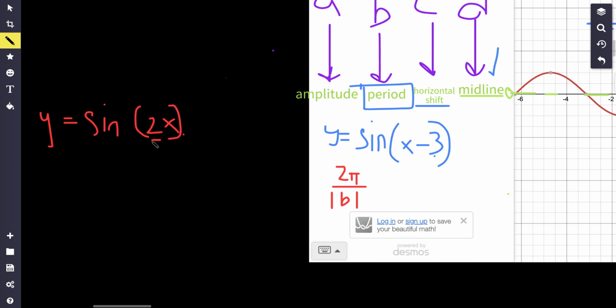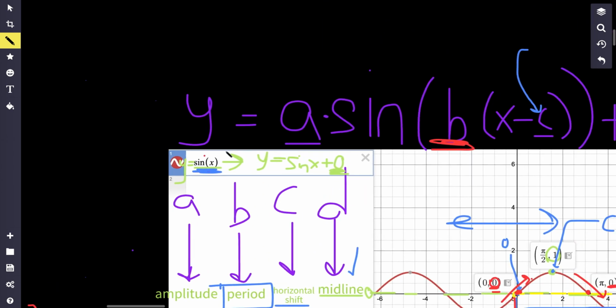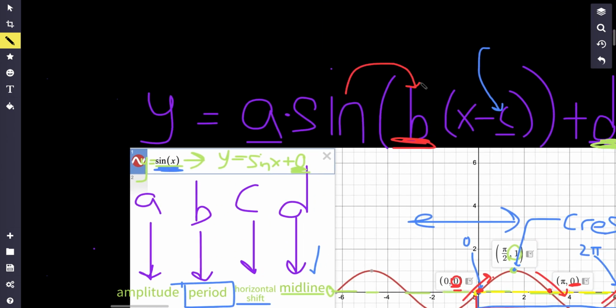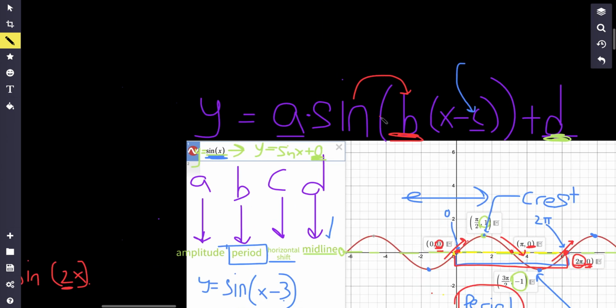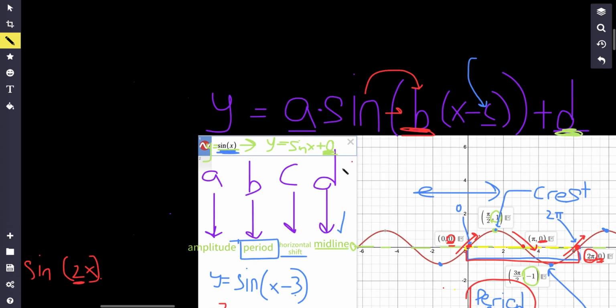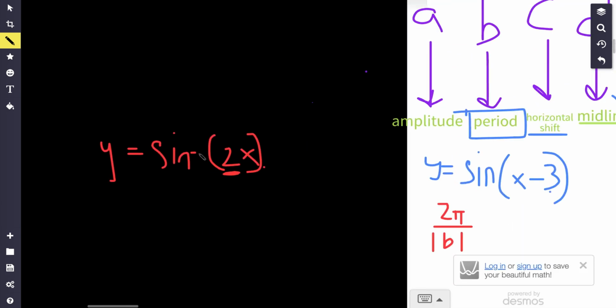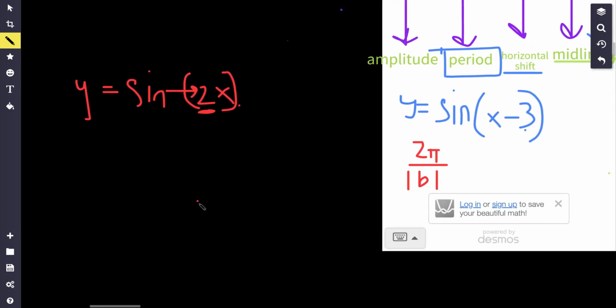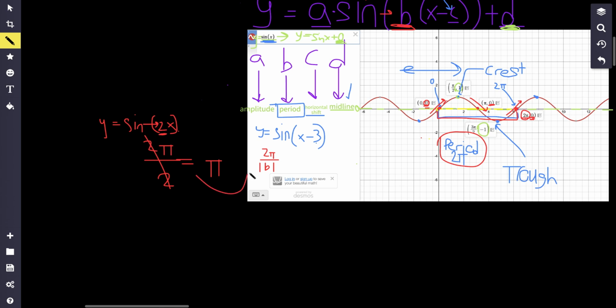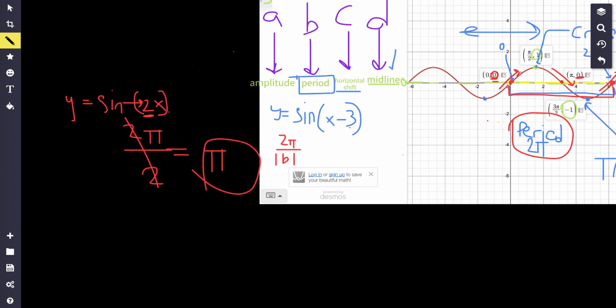Well, all you have to do is take the b value. We said the b value is the next thing inside the sine, right next to the sine symbol. So this 2 right over here is right next to the sine symbol. We take 2 pi divided by the absolute value of that number. The absolute value of 2 is just 2, so it's just going to be pi. And there we go. That is the period of this graph.